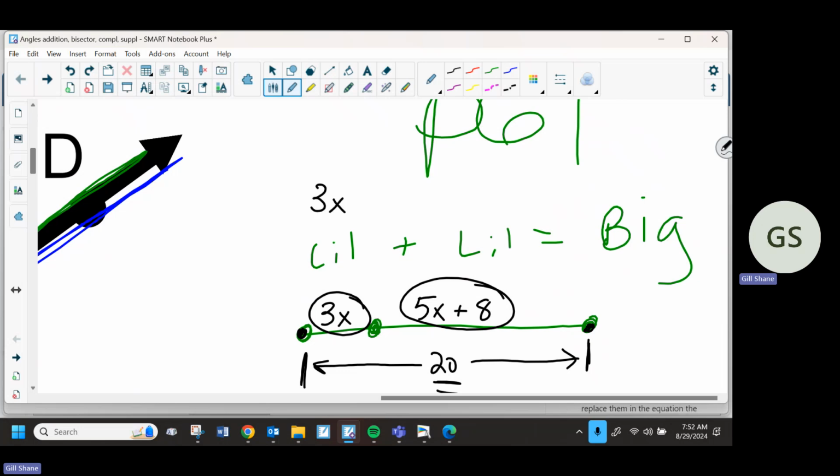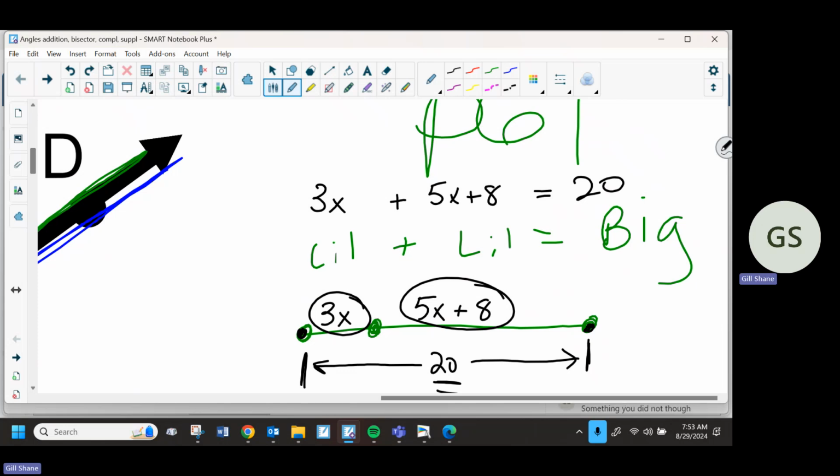The first little is 3x. That is the measure of that first little. Don't know what number it is, but that's fine. That's the measure of it. I add that to the second little, to the 5x plus 8. That's the measure of the second little. Again, don't know what it is, but that doesn't matter. I do know what the big is, and most of you got this. Some of you did not, though.